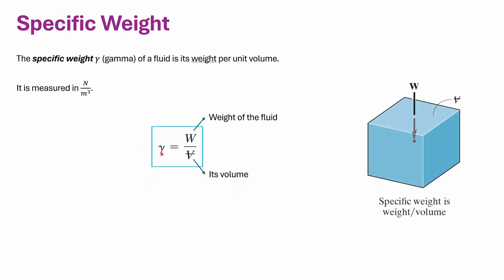The formula for gamma is W divided by V, in which W is the weight of the fluid. Again, for density we had rho equals m divided by V, but for specific weight, that is gamma, the formula is W divided by V, and W is the weight of the fluid. And you know that W is basically m times gravity, mg equals W. This figure is also showing that this cube has weight W and the volume is V, so the specific weight is weight divided by volume.